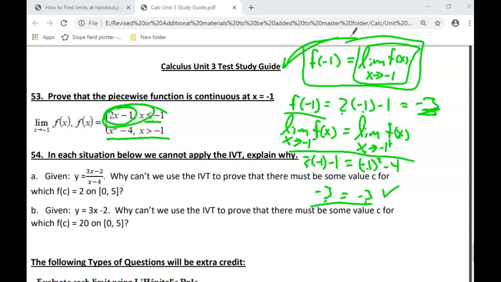So to get how this is going to be graded on your FRQ, you're going to get 1 point for finding the value of your function. You're going to get 1 point for finding the limits from the left and from the right. And then you're going to get 1 point for making your final statement that those two things are equivalent. Okay?